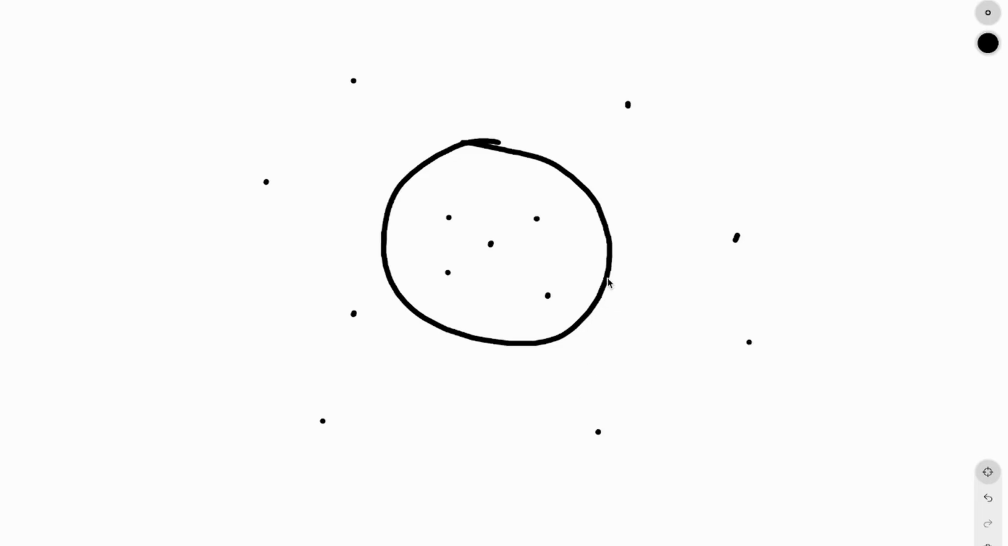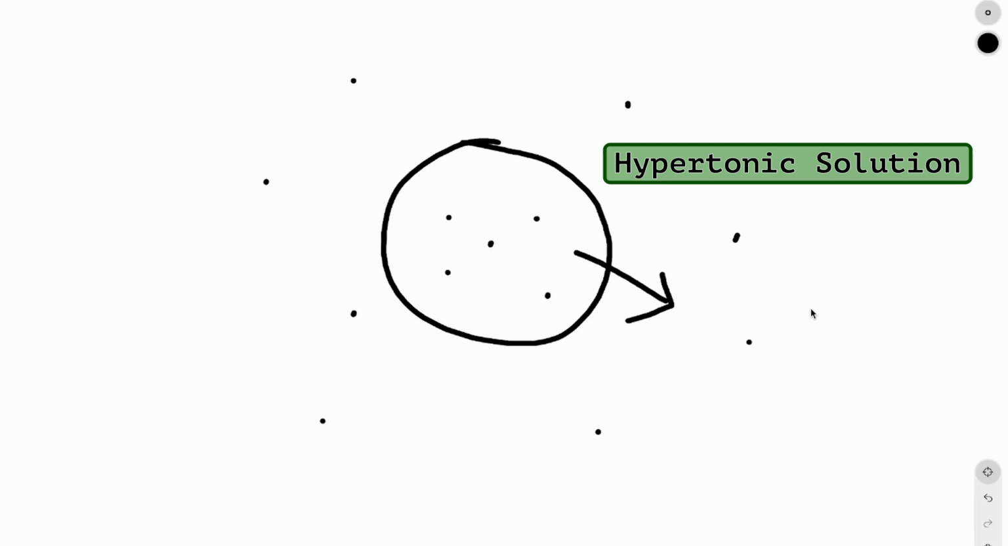When a cell is in water that has a high tonicity or high impurities compared to the water in the cell, the water will flow out of the cell into the environment in order to balance out the impurities in the environment. This is called a hypertonic solution.